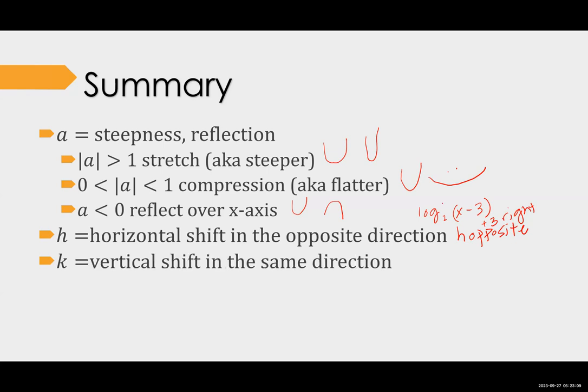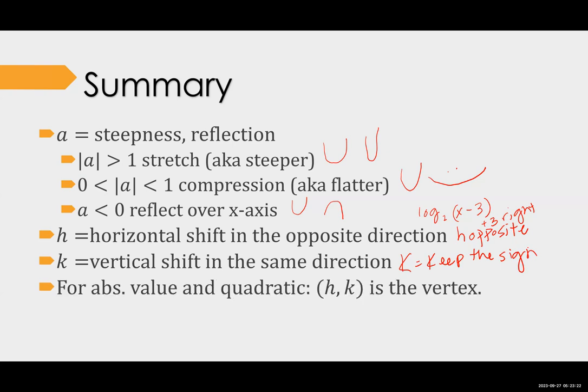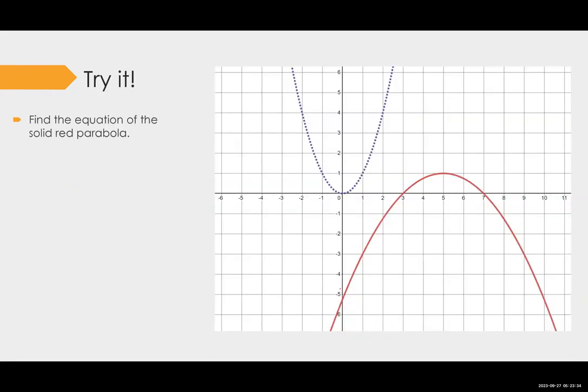And K is a vertical shift in the same direction. I think about this one: K means keep the sign. If it's positive, it's going to go up. If it's negative, it's going to go down. And one more thing to remember about that. For absolute value and quadratic functions, the only ones with vertices, whatever H is and whatever K is going to be the vertex. Okay, I want you to try one. I'm going to show you a graph, this graph here, and I want you to pause the video and write the equation of that graph.